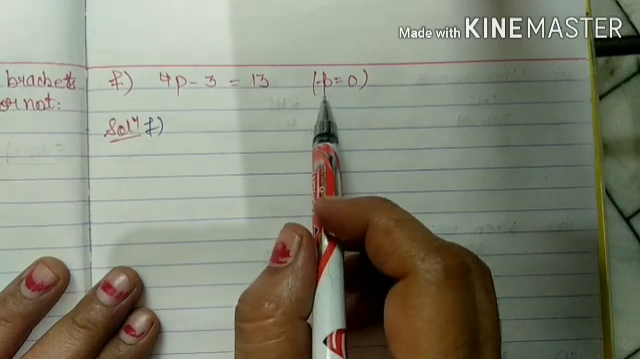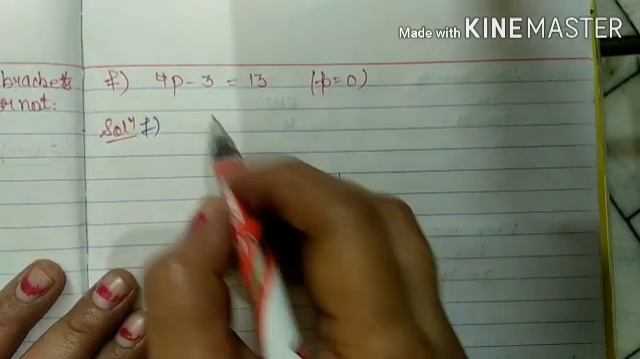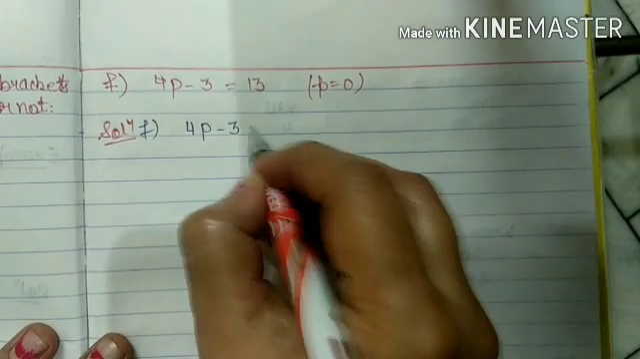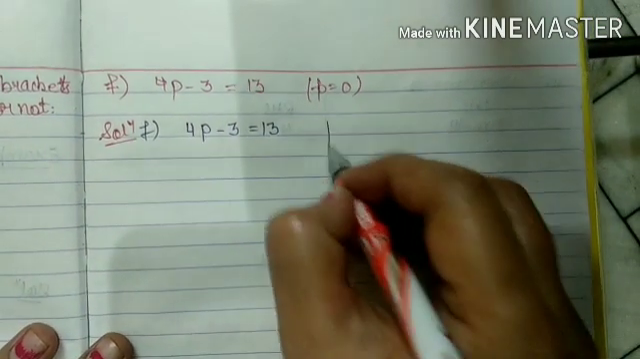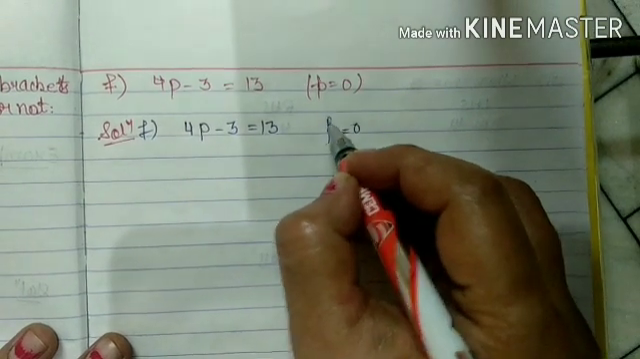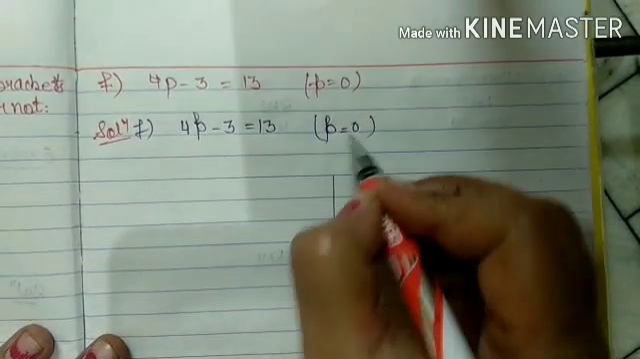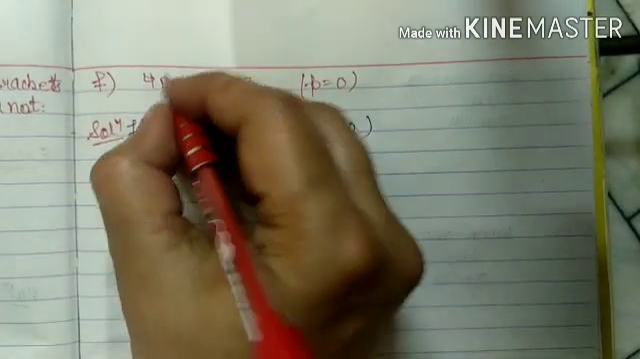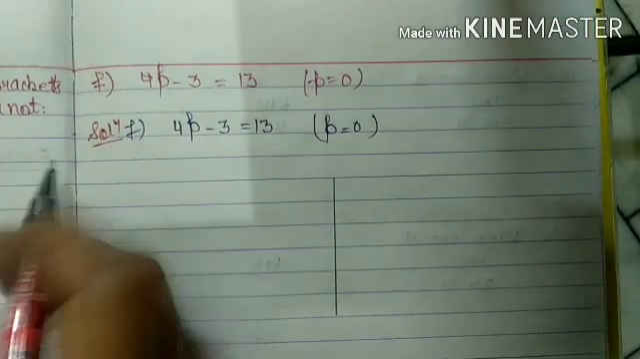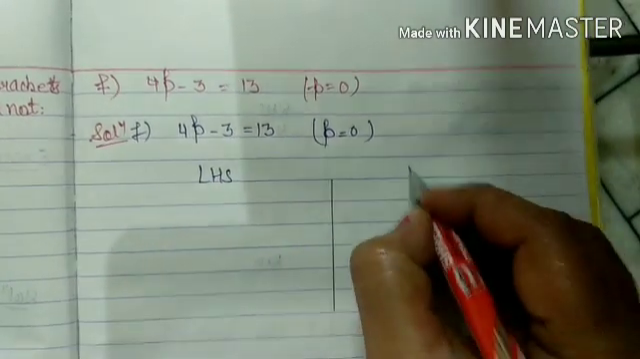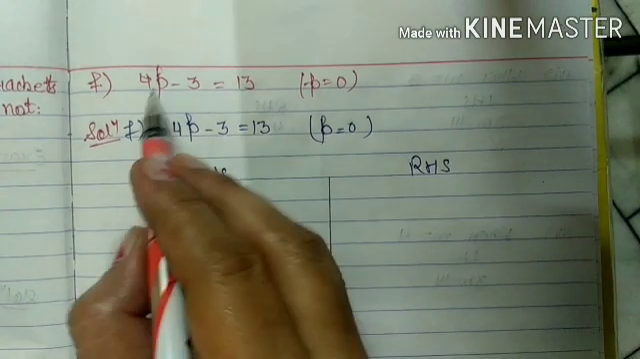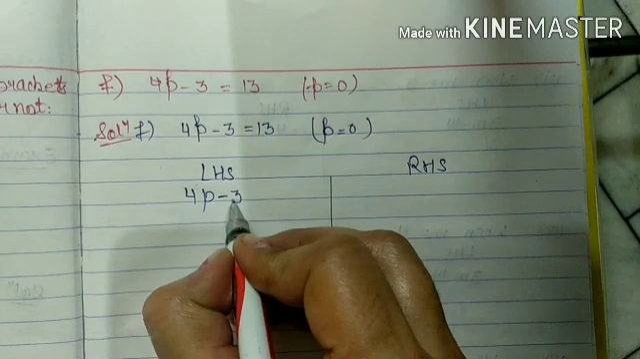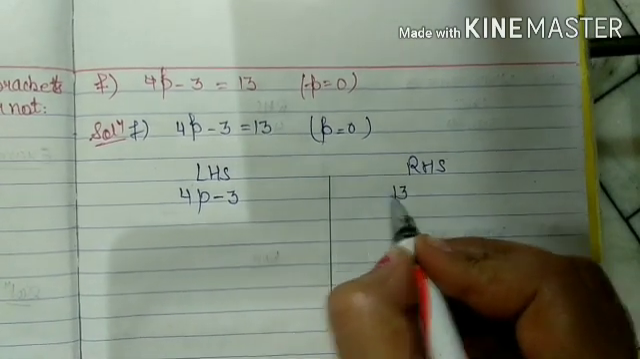Equals 13. P is given to you 0. First I will write the given equation. Then I will mention here what is the LHS and what is the RHS. Here left hand side is 4p minus 3 and right hand side is 13.